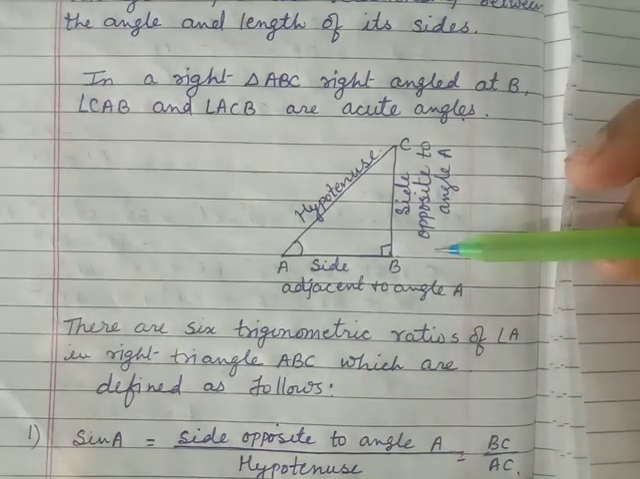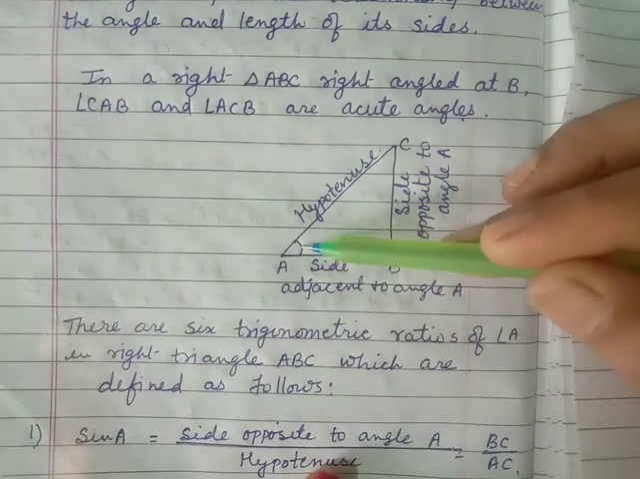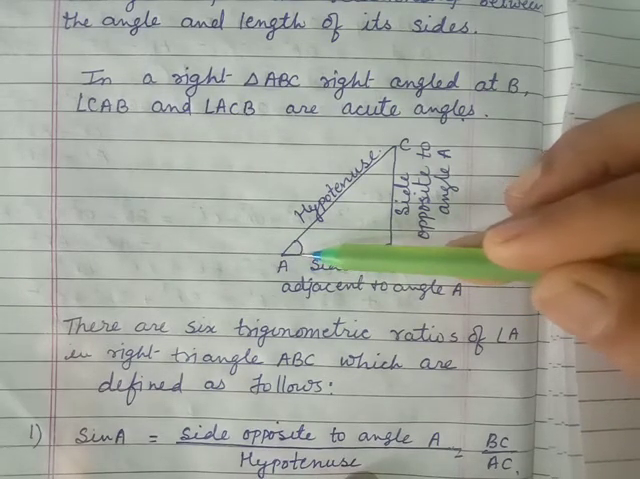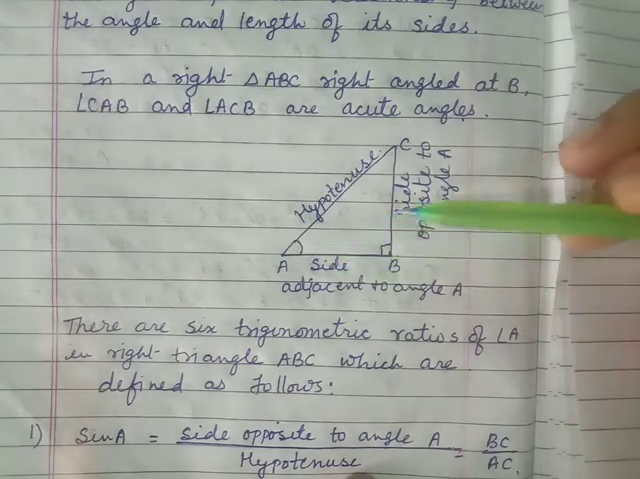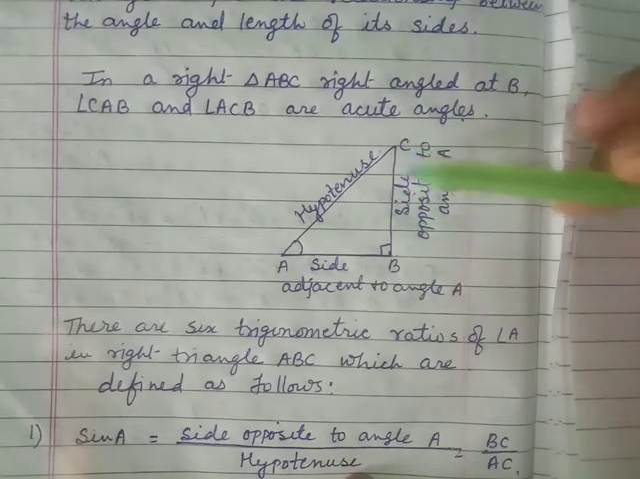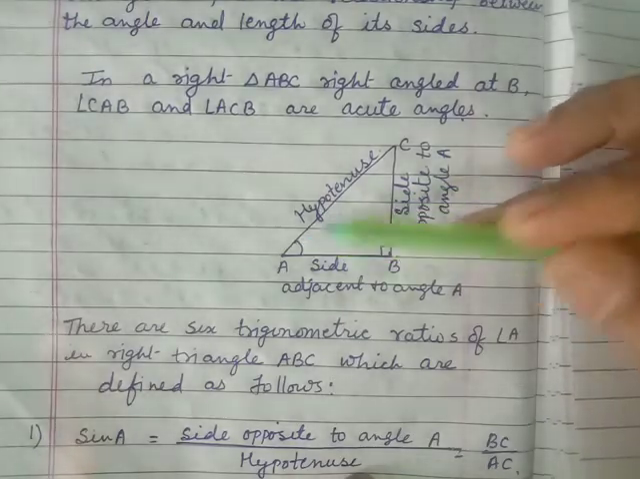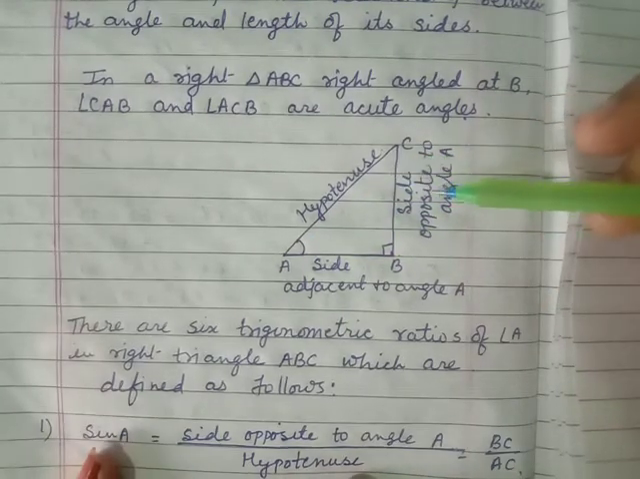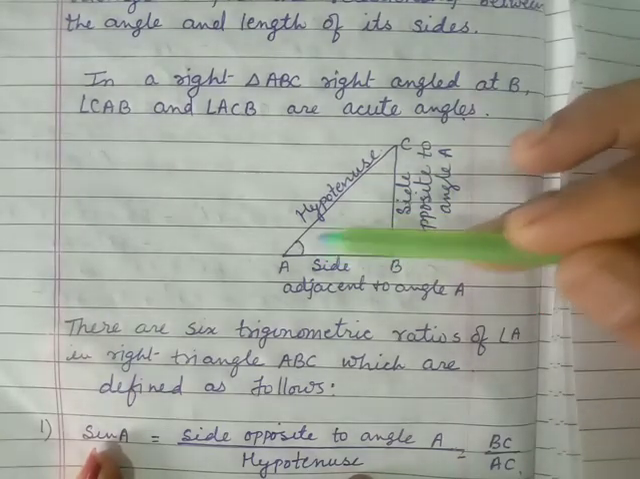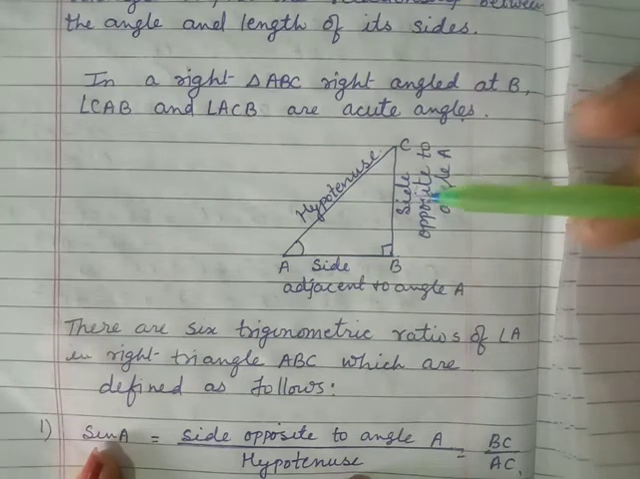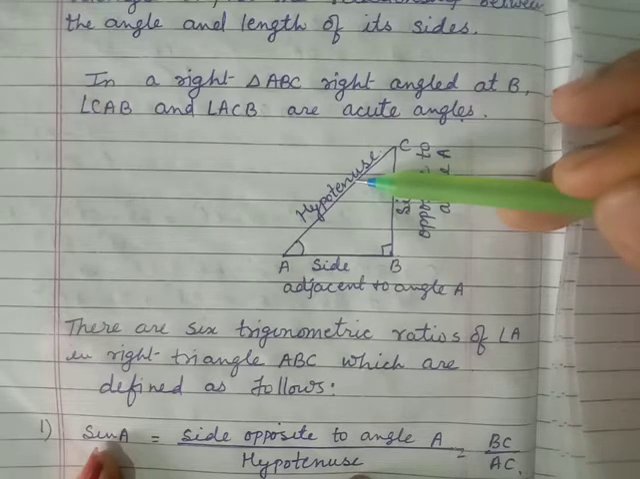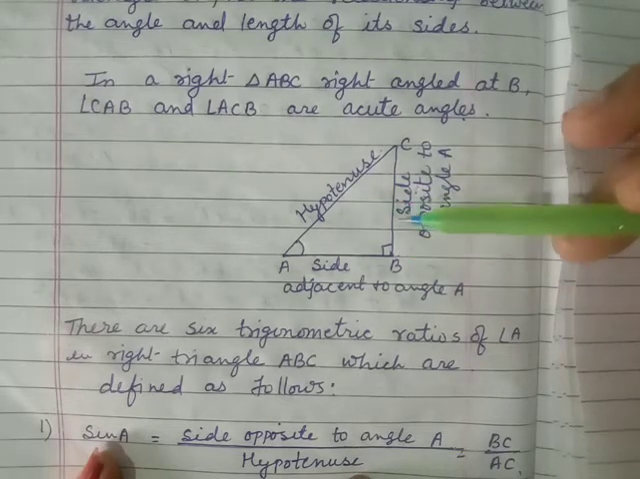First is sin A. We are talking now about angle A. Sin A is the side opposite to angle A upon hypotenuse, which means BC upon AC. So sin A is always altitude upon hypotenuse, or if you cannot identify, just see which side is opposite to angle A. That side will be the altitude, and the longest side you can identify easily is the hypotenuse.